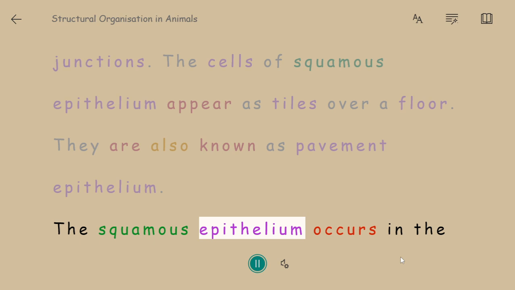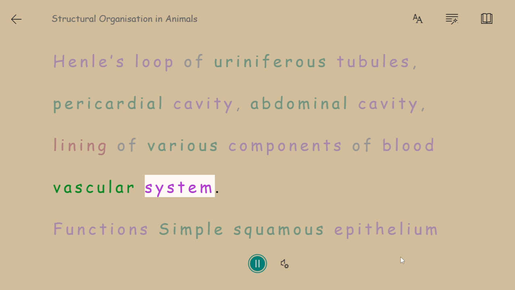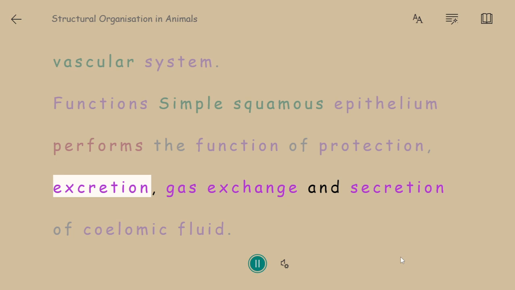The squamous epithelium occurs in the alveoli of the lungs, Bowman's capsule, Henle's loop of uriniferous tubules, pericardial cavity, abdominal cavity, and lining of various components of the blood vascular system. Function: simple squamous epithelium performs the function of protection, excretion, gas exchange and secretion of coelomic fluid.